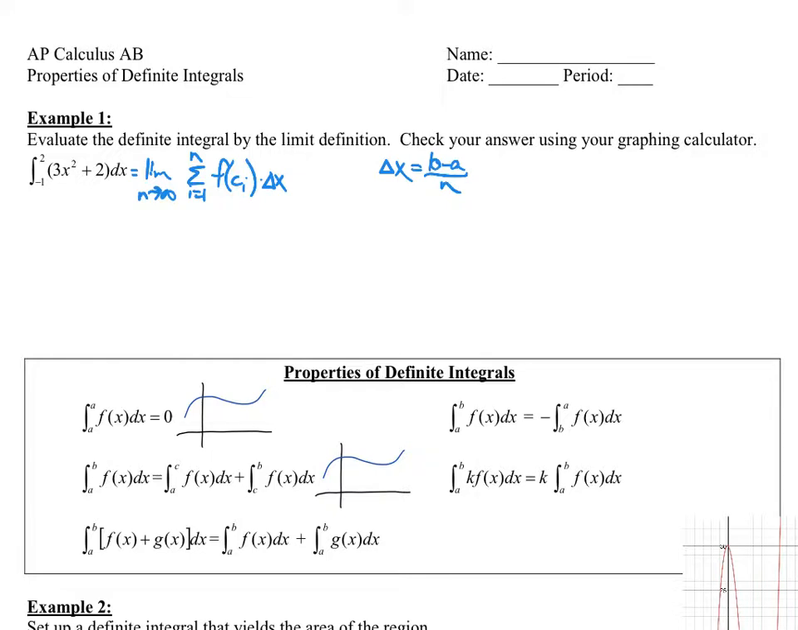Now, what are a and b in this case? b is 2 and a is -1. Good. It's the integral from -1 to 2. So the interval we're talking about is from -1 to 2. So 2 minus -1 over n is 3 over n. Okay? So I have that part. Now we need c sub i. What is c sub i? a plus delta x times i. Very good. So a, we already said, was -1. So it's -1 plus delta x is 3 over n, so it's 3i over n.